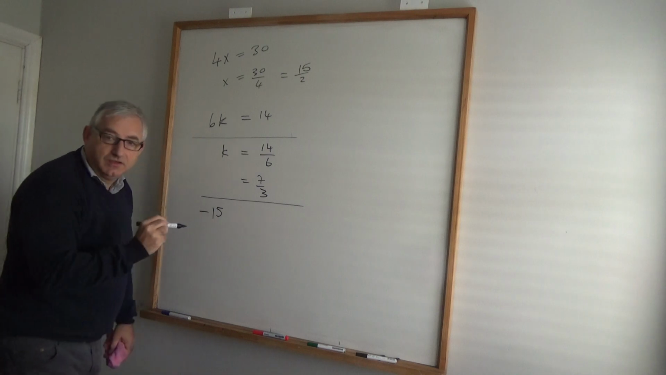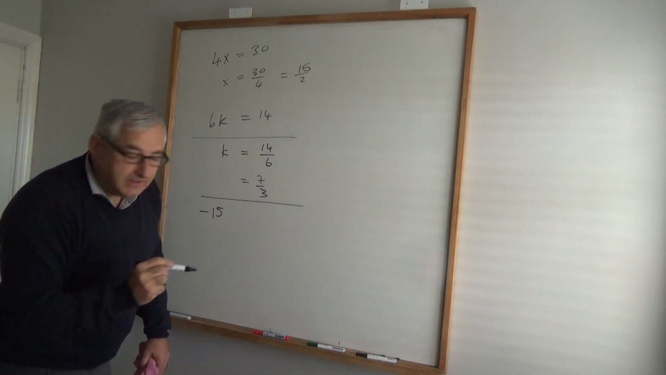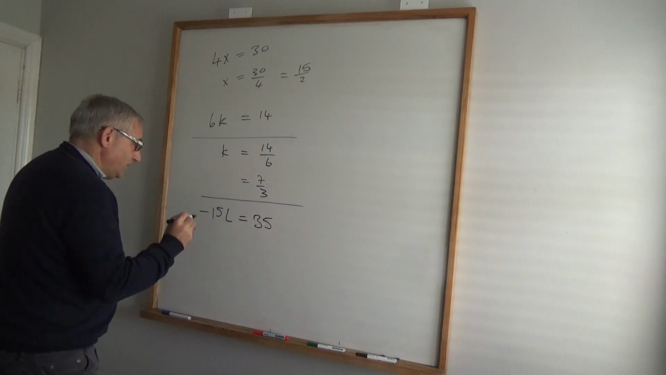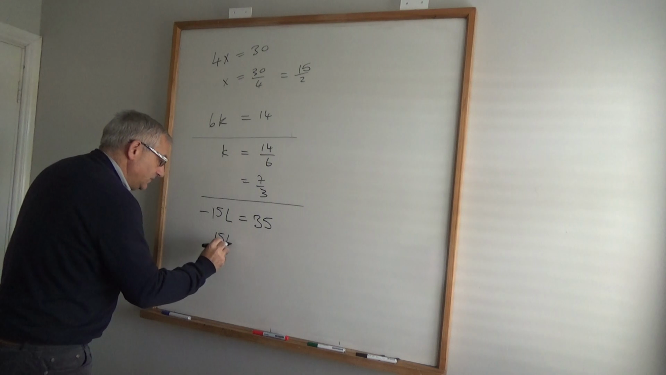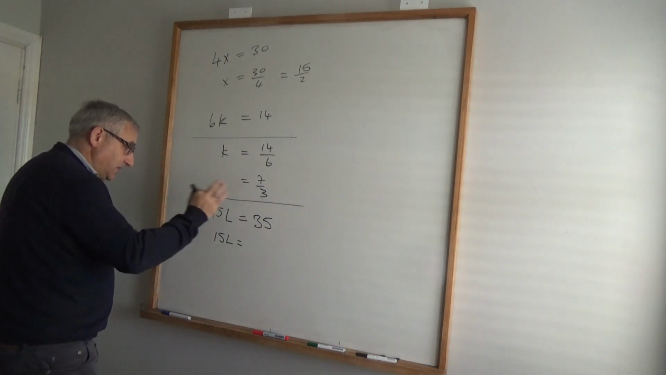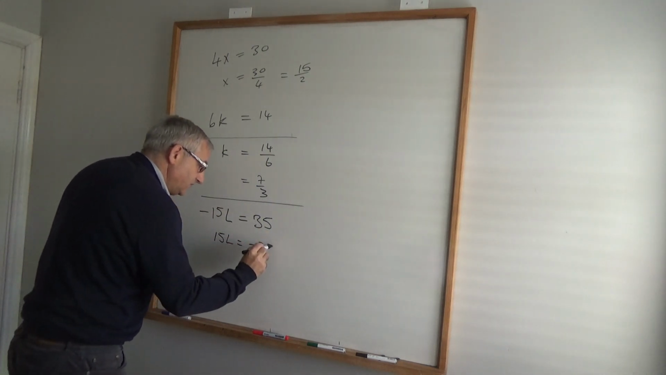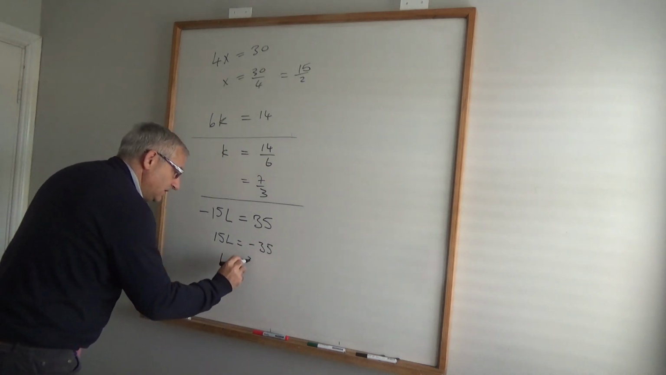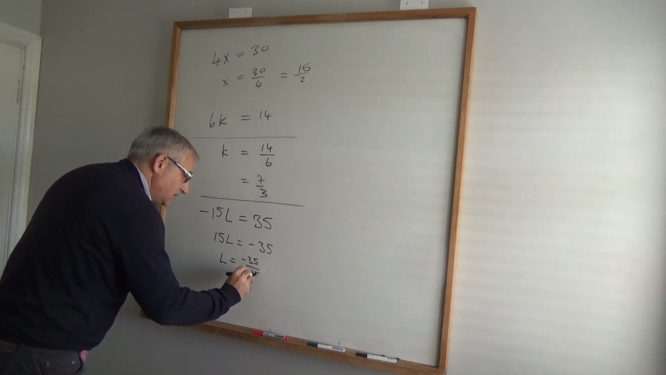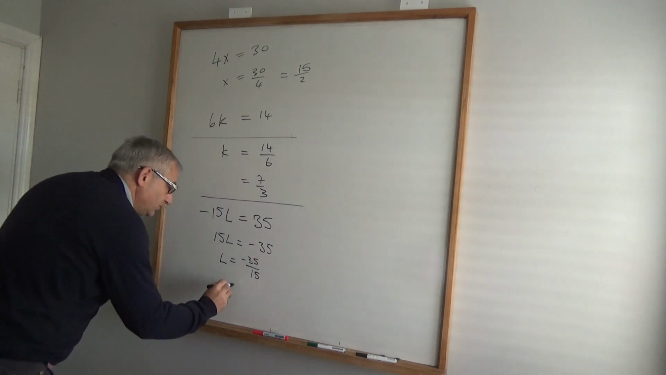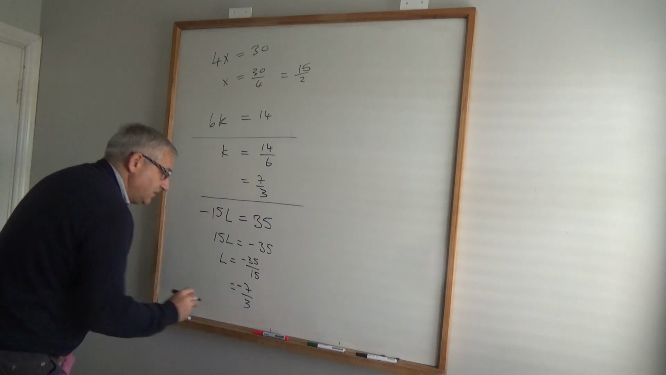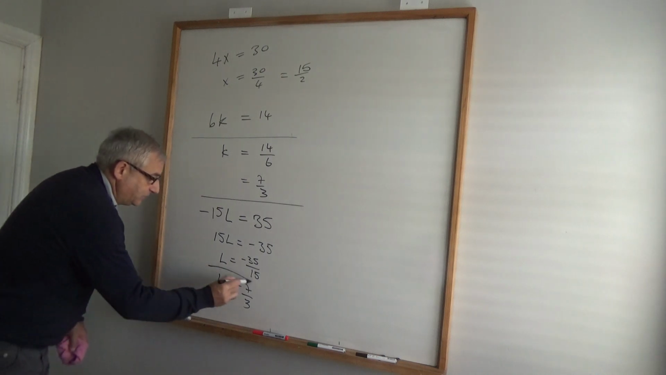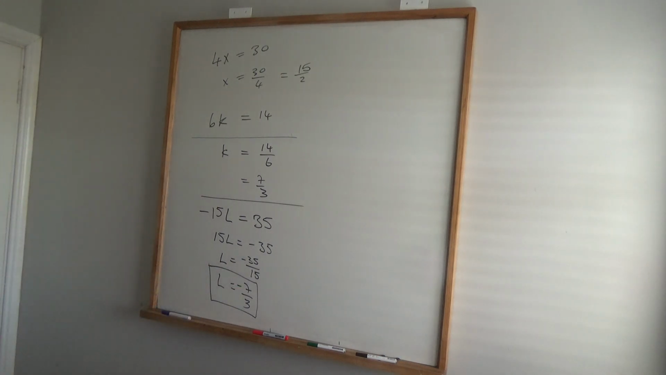Minus 15. L equals 35. Now what we're going to do is the trick of redistributing the minus, making this positive, making this negative. Okay, and we're going to divide down. And then we're going to simplify. 5 goes into both of them. And that's the answer. Minus 7 over 3. L equals minus 7 over 3. Sometimes you put that into a box to say that that's the answer.